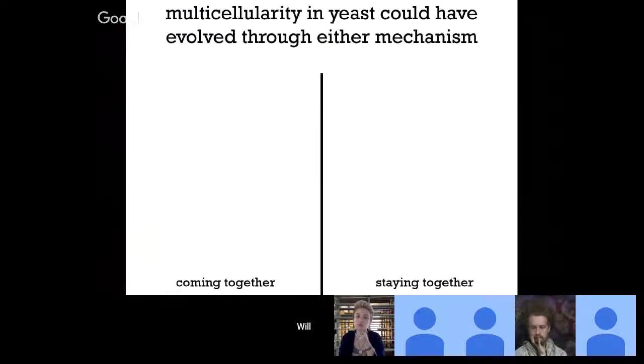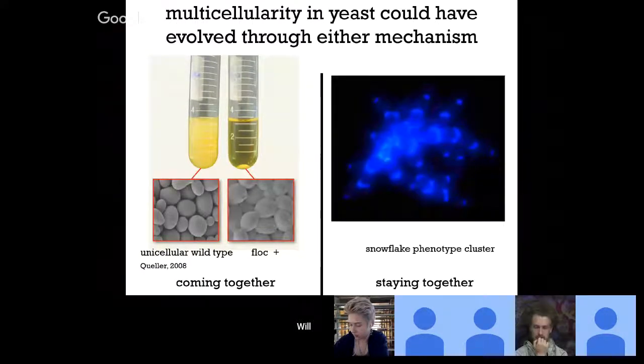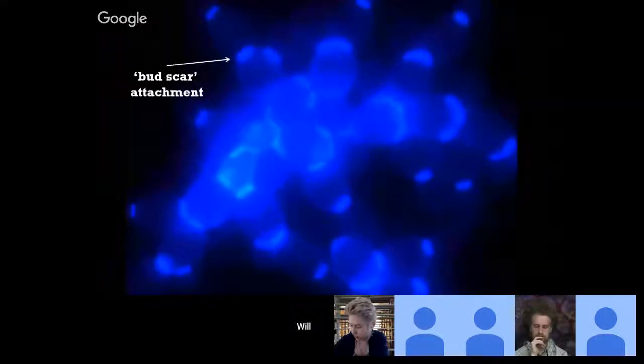So it turns out that in yeast, group formation could have arisen through either mechanism. In fact, coming together is really common in yeast. It's called flocculation. If you enjoy lager beers, they result from flocculating yeast. These yeast basically produce an adhesive glycoprotein on their cell walls, which causes them to stick to other yeast. But that's not what happens with our snowflake yeast. Snowflake yeast have cells which form groups through staying together. You can kind of see this in this picture, though I'm not sure how well it's coming across on your computer monitors, but you see this branchy structure. We've stained this cluster here with a fluorescent cell wall stain.